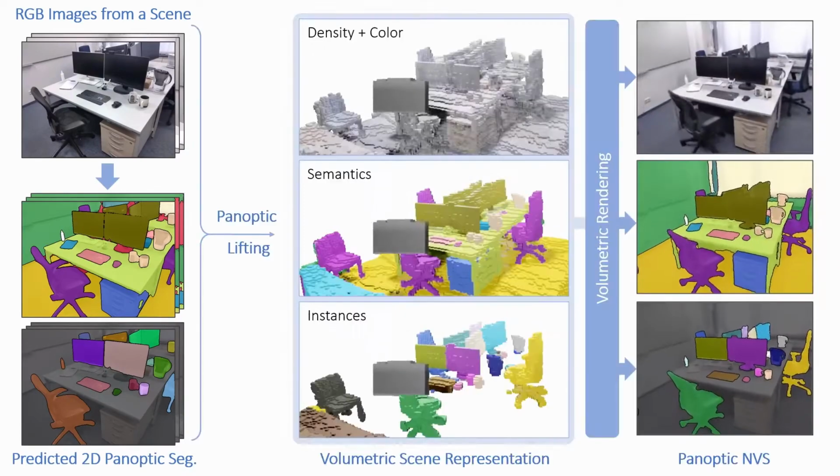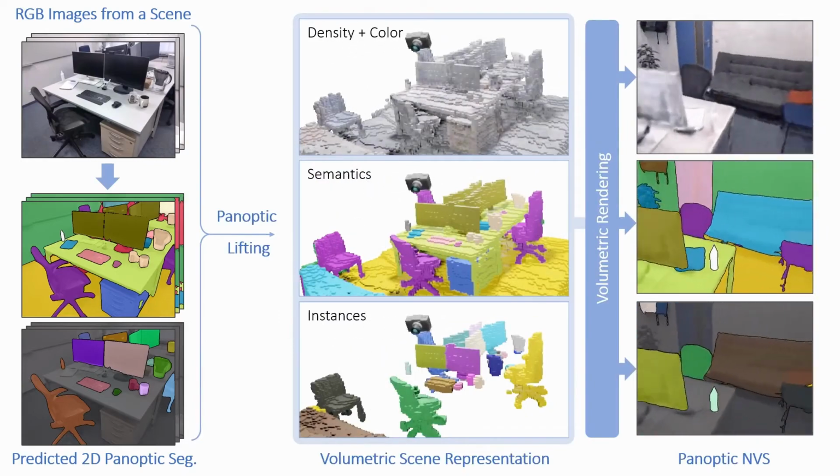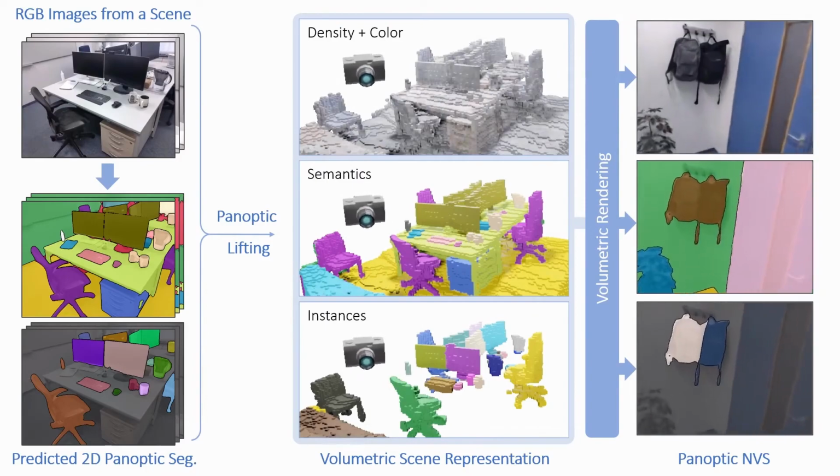Given only RGB images of a scene, we first pre-process the images to obtain poses and machine-generated 2D segmentations using an off-the-shelf model. We then optimize a volumetric neural scene representation that can be queried for the color, density, semantic, and instance labels for each point in space.